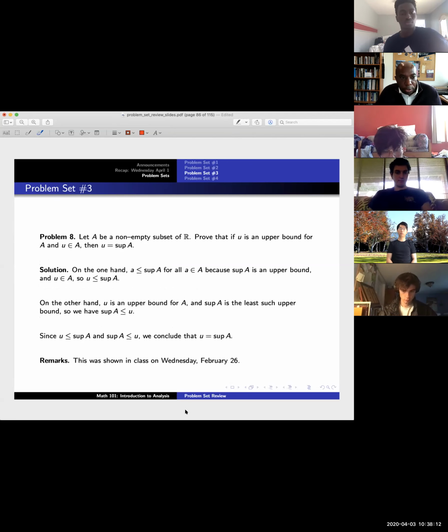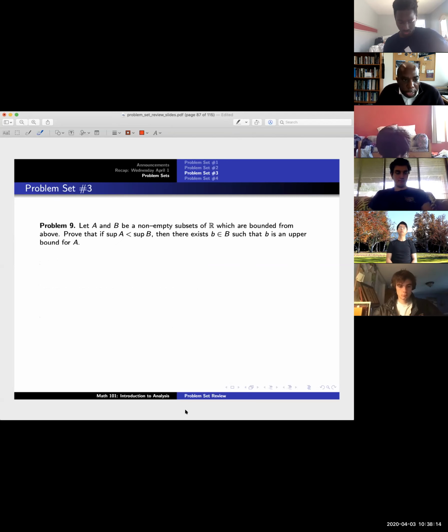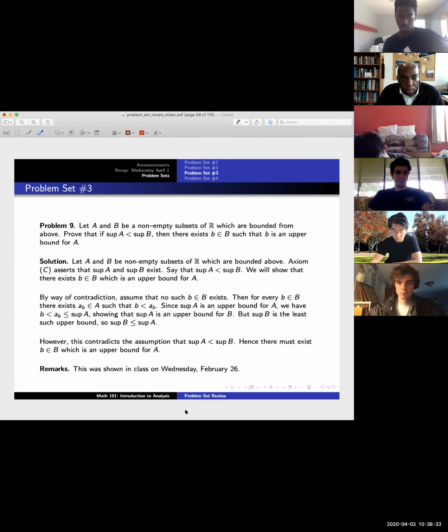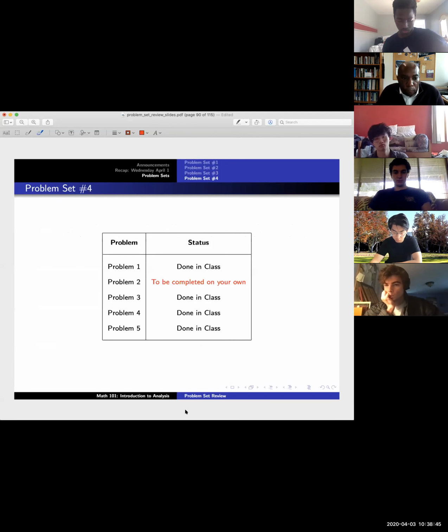Okay, then let's finally do problem 9. This says that if the supremum of A is less than the supremum of B, then you know something about elements of B. And again, we did this in class. Here I've just written up what we did in class. I'm not going to go over this for the sake of time, but this is just to say everything's in one place. Any questions here on problem 9 or just problem set number 3 in general? Okay, great. Let's move on to problem set 4.